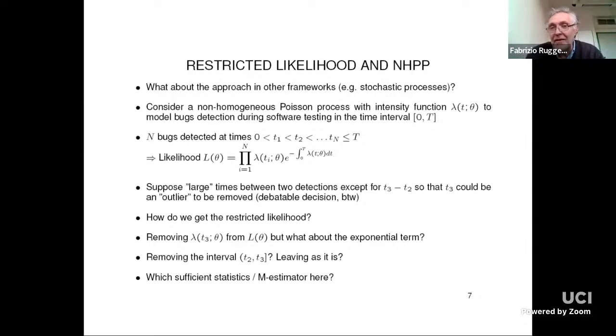In general, I have some concerns about removing data when we are observing them. At this point, I'm asking, how do you get a restricted likelihood in this case? Look at the form of the likelihood. Well, we could remove the lambda related to T3. That's okay. But what about this term? Should we remove the integral between T2 and T3? It is not easy. And also, which kind of sufficient statistics, M-estimator, should we use here?